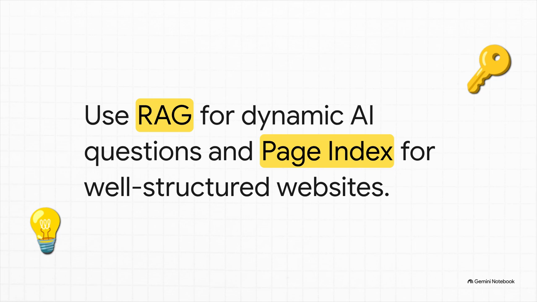So the key takeaway here is pretty simple. Pick the right tool for the job. Need dynamic AI answers synthesized from a massive knowledge base? Build a RAG pipeline. Need a structured, reliable map for users to browse your actual website pages? You need a page index. They serve entirely different, yet equally vital functions.